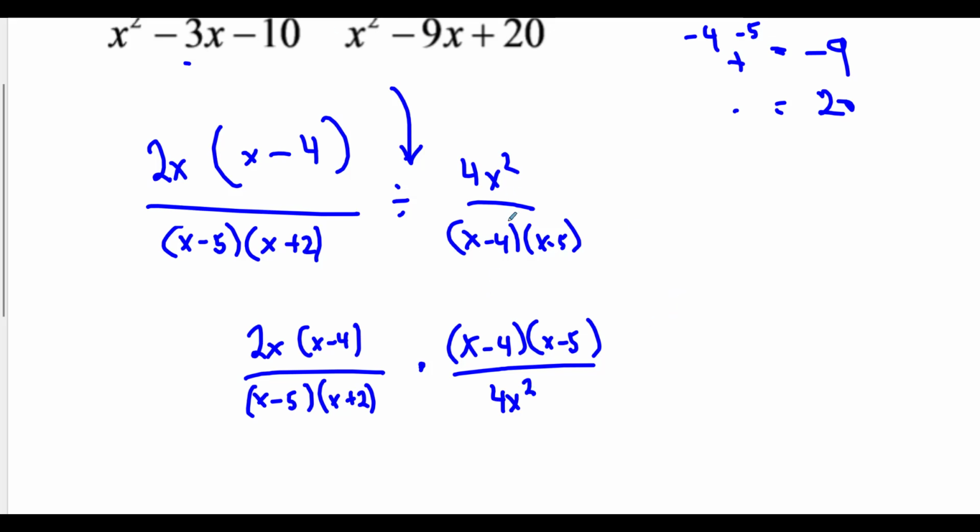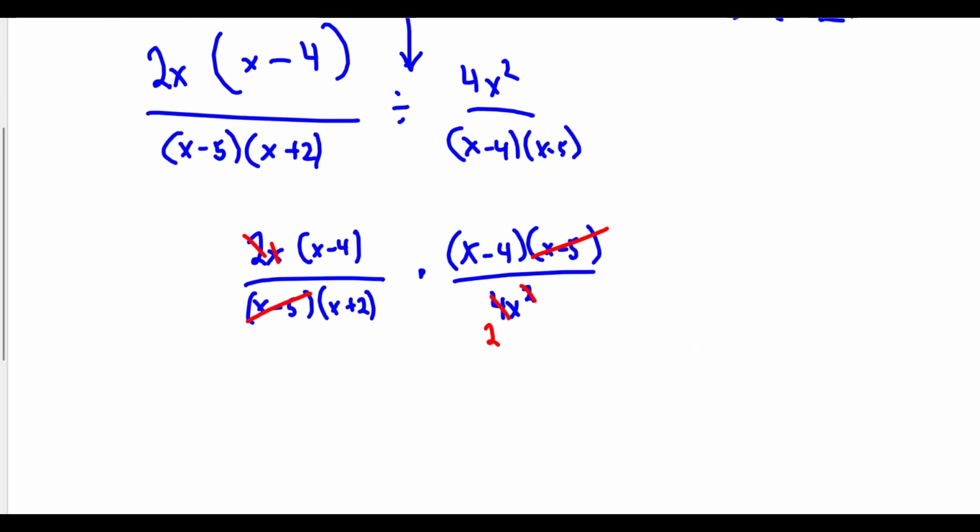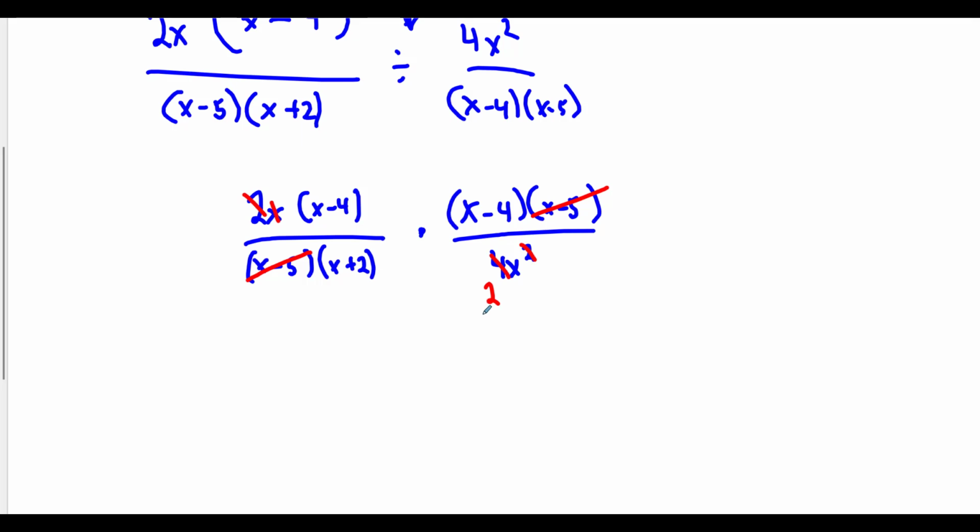Okay, so now that I've flipped the second fraction, I can now look at common factors, because I'm multiplying. You can only do that when you're multiplying. What's common here? Well, I have an x minus 5 here and an x minus 5 here. The x minus 4s cannot cancel because they're on the same side. But I do have an x here, and I have x squared. I have a 2 here, and I have a 4 here. That changes the 4 to a 2. And I believe that's all the common factors that we can cancel out.